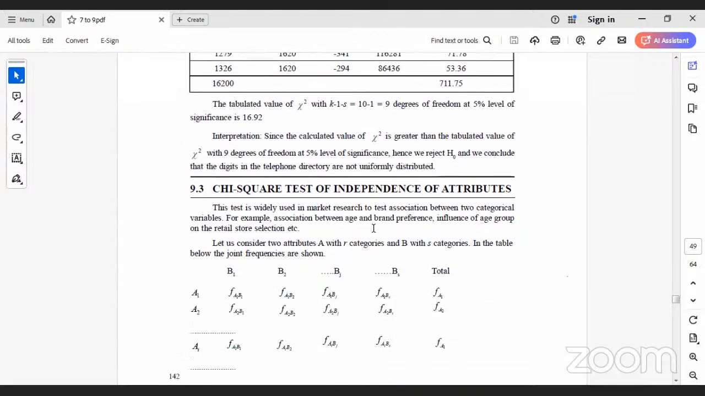Chi-square test of independence of attributes. The test is widely used in market research to test association between two categorical variables. For example, association between age and brand preference, influence of age group on retail store selection.